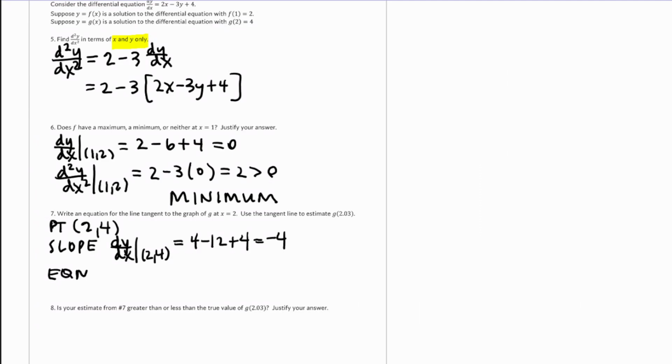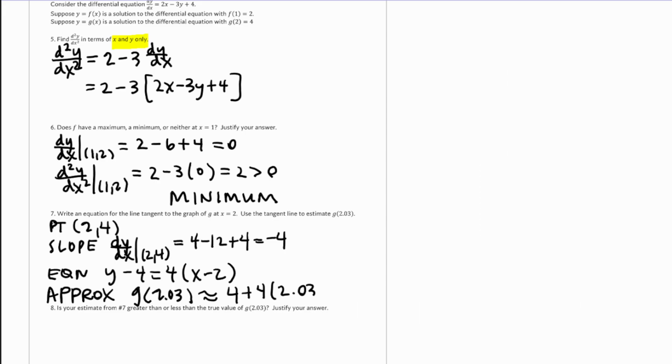The equation will be y minus the y-coordinate is equal to the slope times x minus the x-coordinate. And then my approximation will be g of 2.03 approximately equal to 4 plus (negative 4) times (2.03 minus 2).